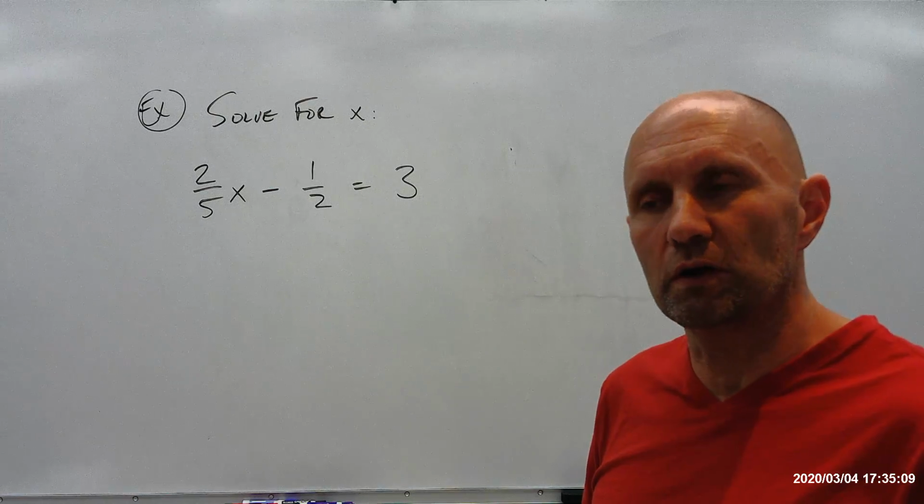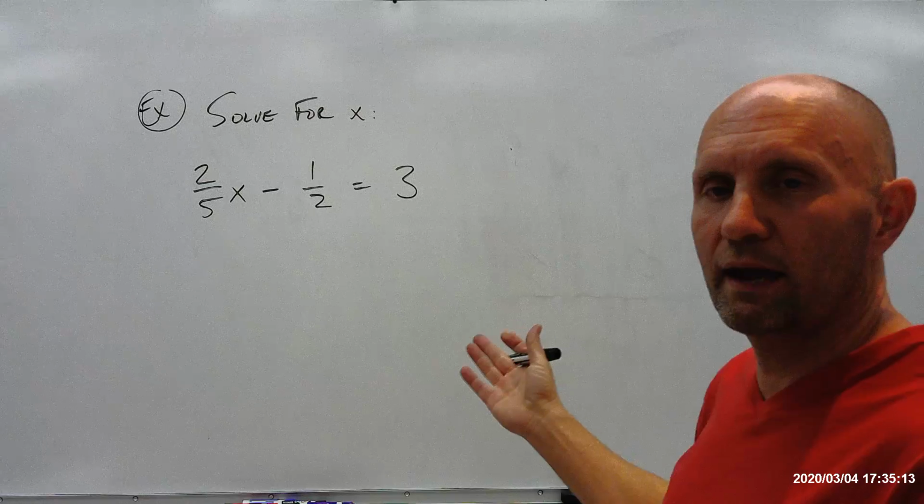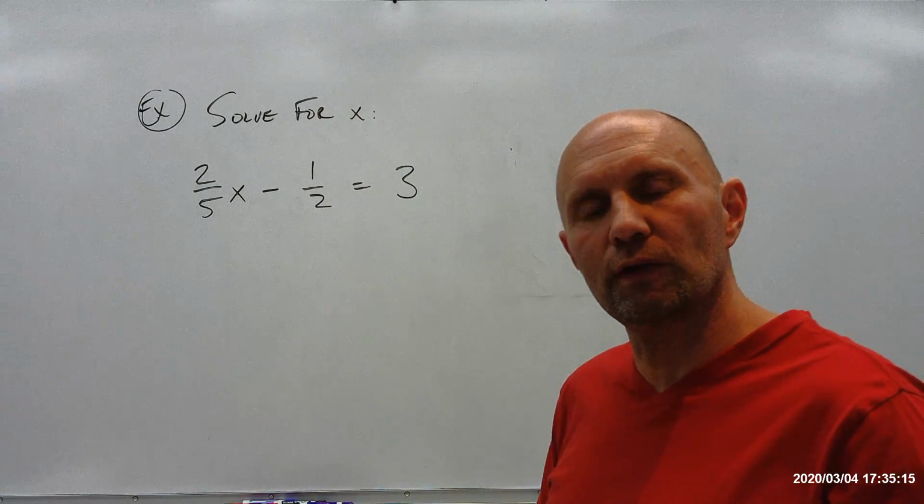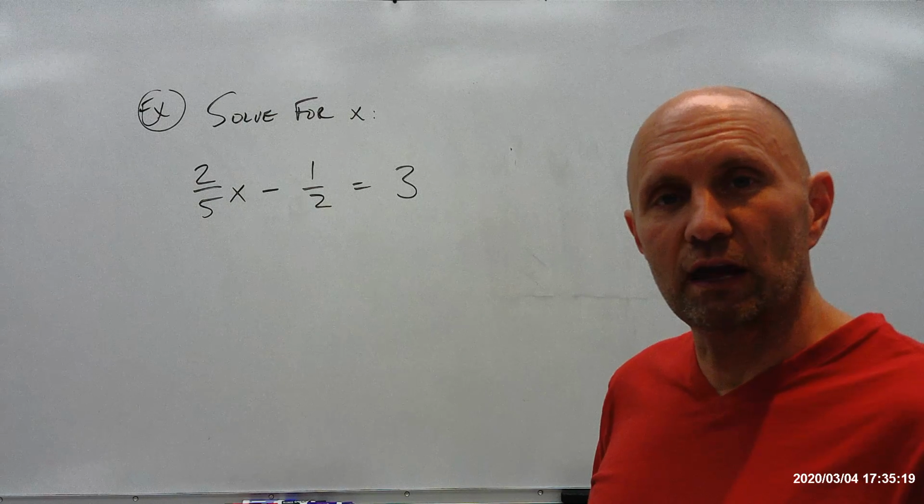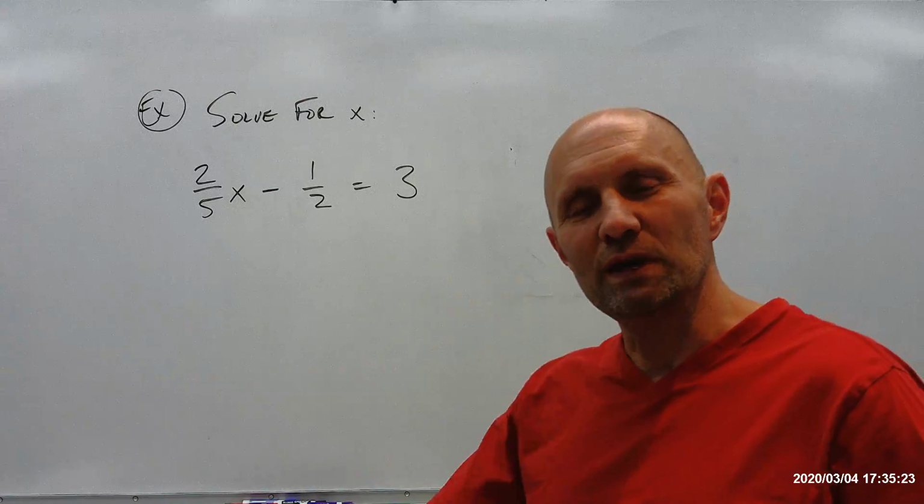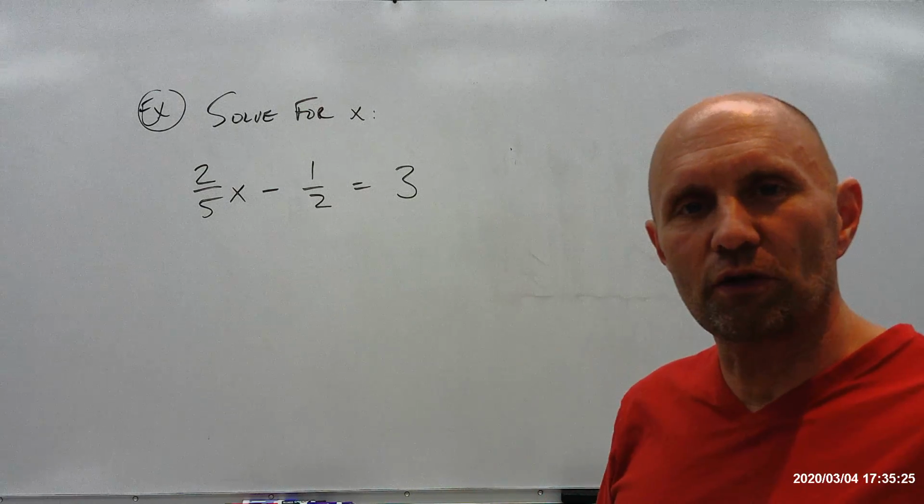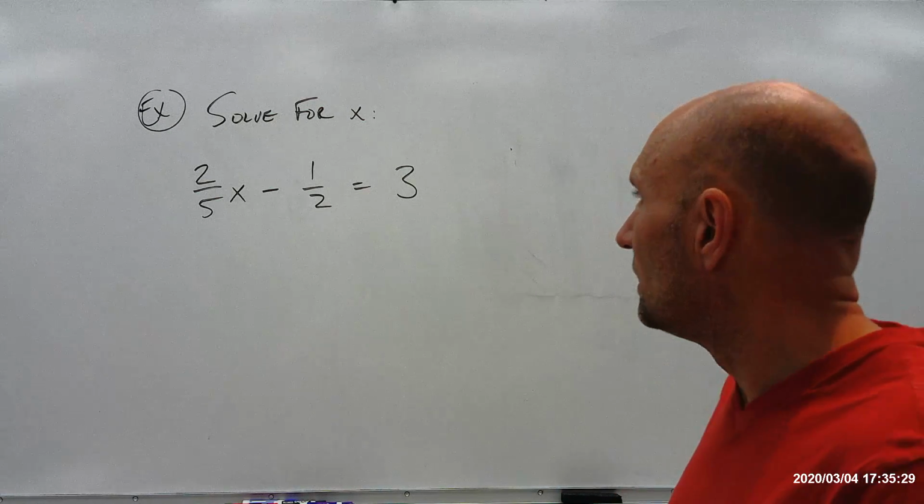Its exponent is 1. Rule number 2, no roots. Well, I don't have a square root or anything like that, so that's okay. And rule number 3, variables can't be multiplied by each other. Well, I only have one variable. So even though this looks really messy with all the fractions, this is in fact a linear equation.